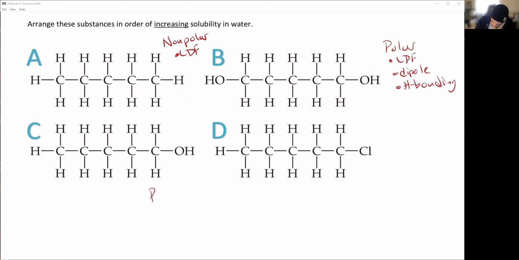C is polar. It is going to have London dispersion forces. It is going to have dipole-dipole. Does it have hydrogen bonding? Yes, it does, because it's got that OH. And then finally, D is considered polar. It has London dispersion forces. It is dipole-dipole. Does it have hydrogen bonding? No, it does not have hydrogen bonding because it doesn't have nitrogen, oxygen, or fluorine.